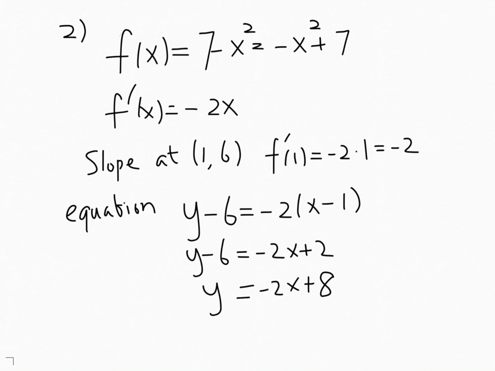Number 2, you are given a function, then you are asked to find the derivative and finding the slope at one particular point, then write out the tangent line passing through that point, making contact with the graph at just one point. So f of x equals 7 minus x squared. I would like to rewrite into the standard form equals negative x squared plus 7. As I take the derivative, I find the derivative is going to be negative 2x.